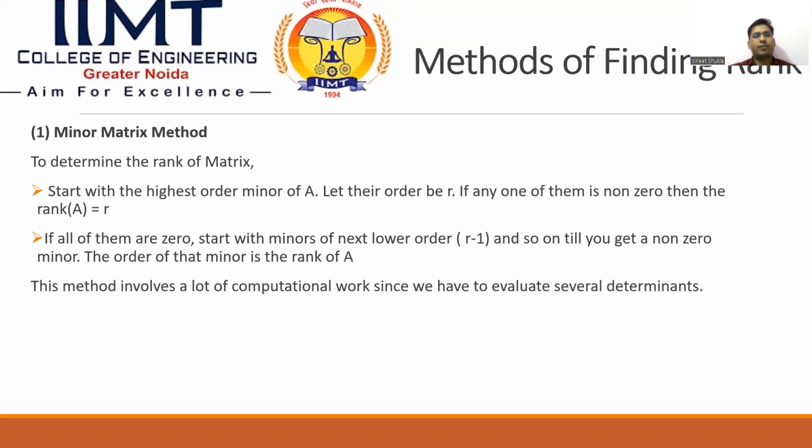And if all of them are zero, then we will start with the minors of the next lower order, that is R minus 1, and so on, till we get the non-zero minor, which is the rank of A. This method involves a lot of computation, so this method has some limitations.